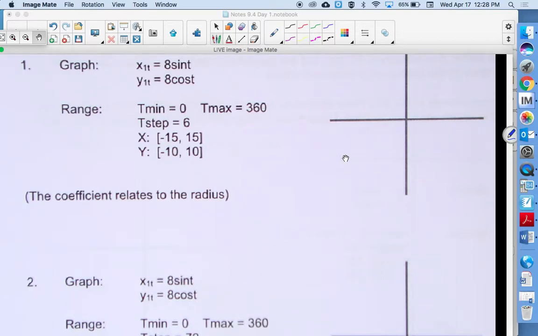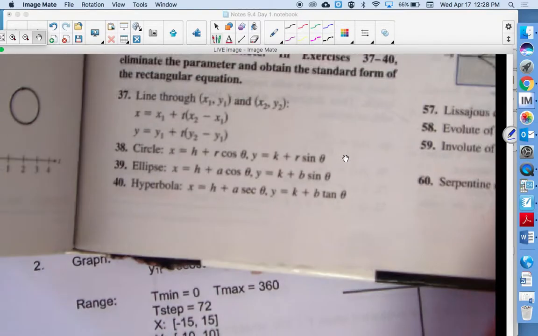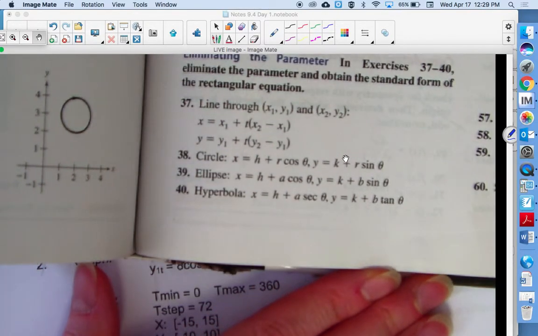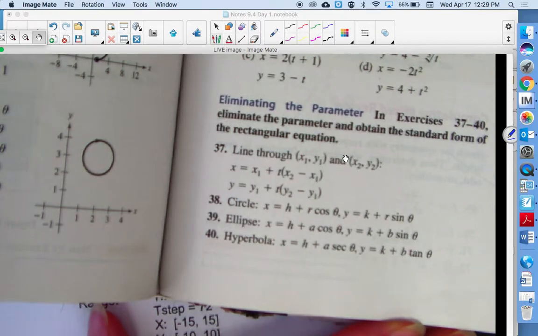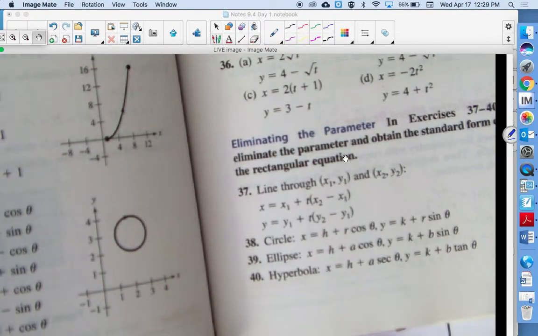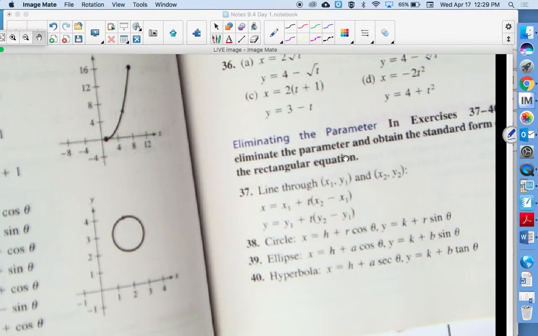The other part of your homework that I want to talk about with you is numbers 37 through 39 and 41 through 43, because the two go together as a pair. It's crooked, but you can still read it. So 37 says eliminate the parameter to obtain the standard form of the rectangular equation. And it's telling you in 37 that it's going to be a line. 38 is going to be the equation of a circle. 39 is going to be the equation of an ellipse.